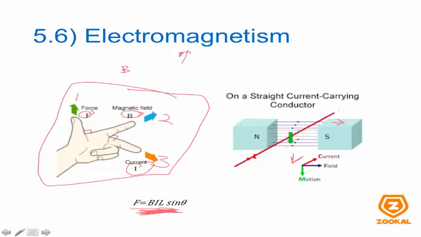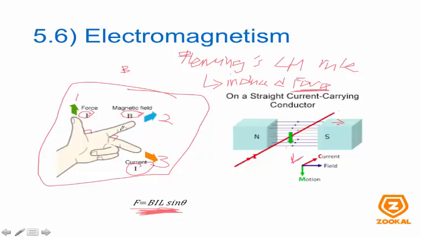So Fleming's left-hand rule is often used to find the induced force. Remember this, it's only used to find the force, or the direction of the magnetic field and the current which creates the force. So Fleming's left-hand rule is only if you create the force or induce a force.